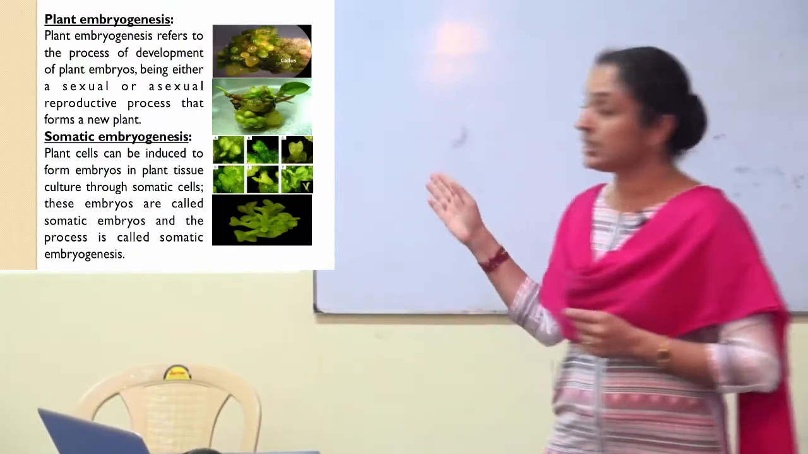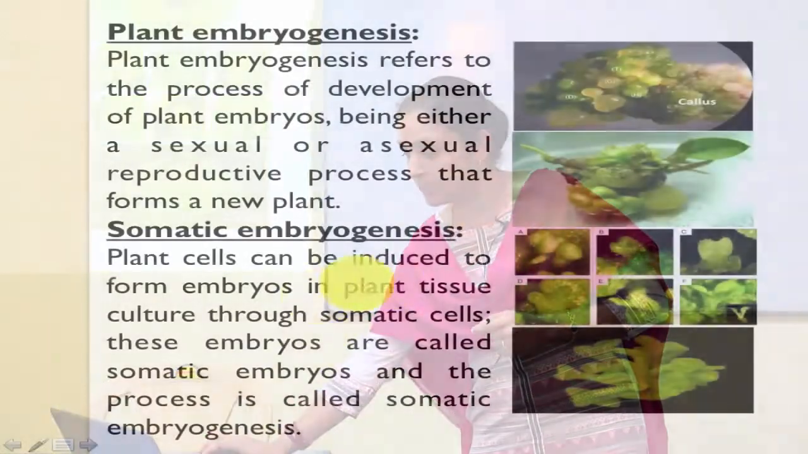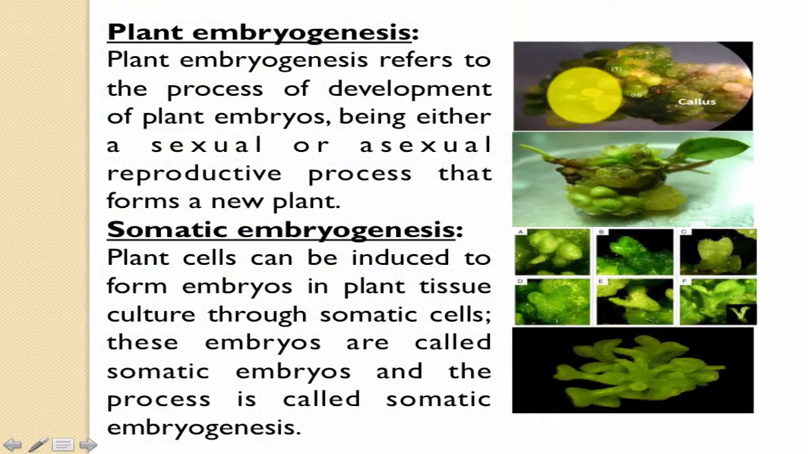Okay, these are the pictures. The first picture is callus. Through callus it is propagation of plantlet, that is in the second picture, and the overall picture of somatic embryogenesis, and a plantlet is shown in these pictures.